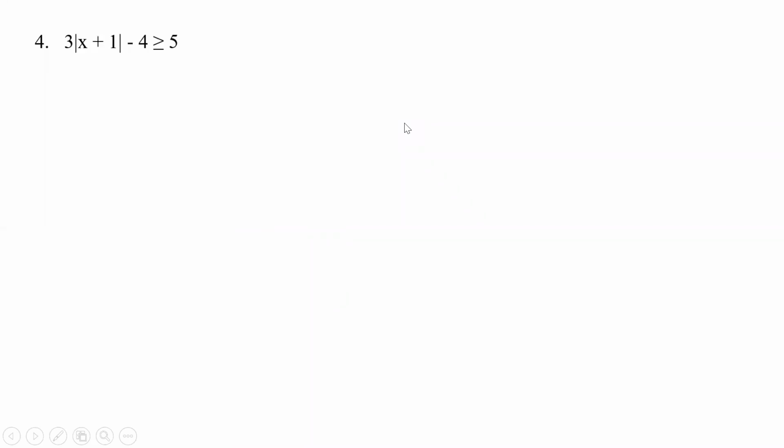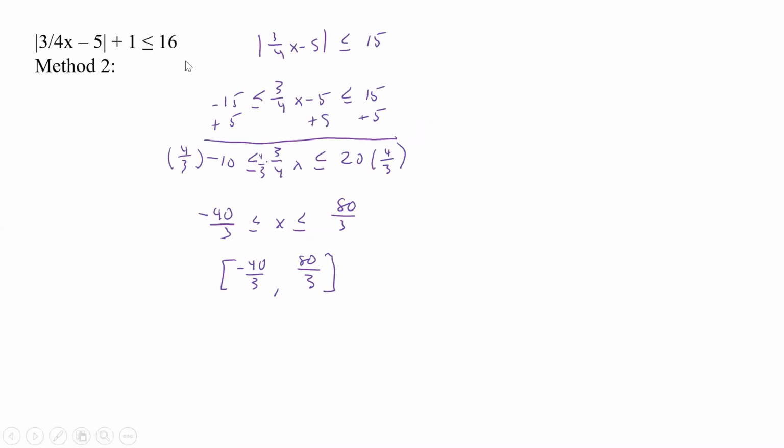All right, so this one, it just says solve. It doesn't tell us how. So let's think about it. Okay, so we got greater than or equal to. So if we remember, let's go back.